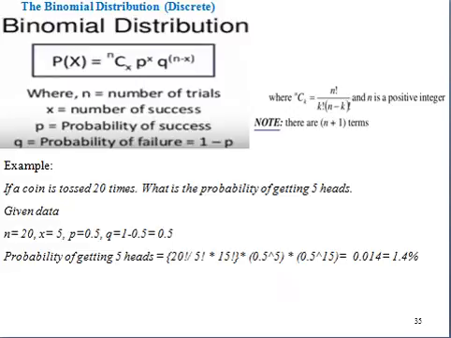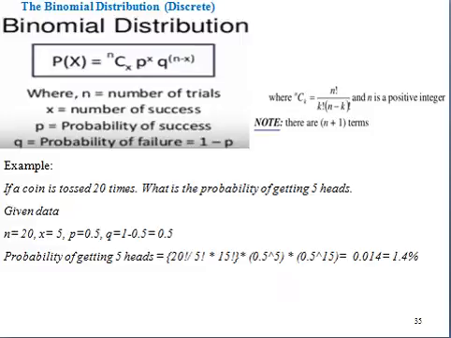Let's talk about binomial distribution. Binomial distribution is a discrete distribution. Here n is the number of trials or your total number of iterations, x is the number of successes, p would be the probability of success, and q is the probability of failure, which is 1 minus p. So this means that probability of p plus probability of q should be equal to 1.